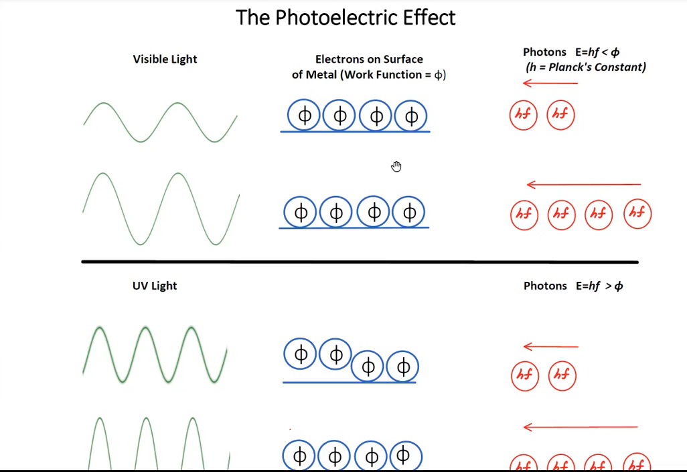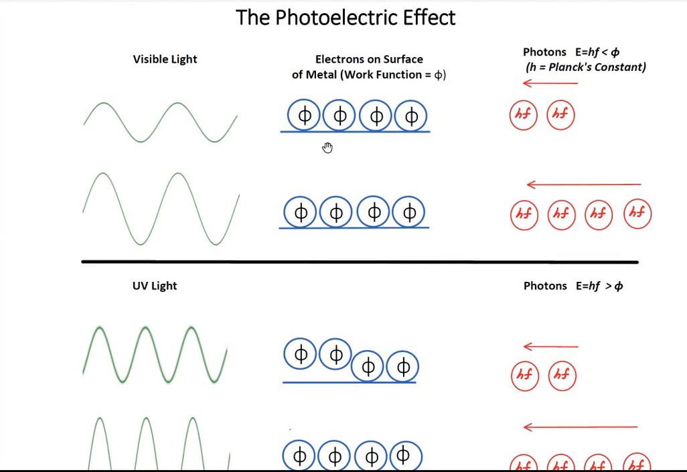We're going to make this example as concrete as possible. So to do this, I have drawn the surface of a piece of metal here. And if we consider just 4 electrons on that surface for the moment, we just consider what happens to them in different situations.